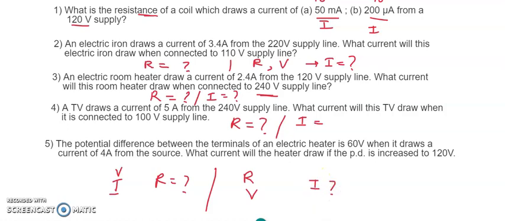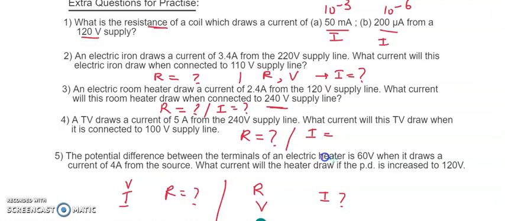Am I clear? I've taken all questions of the same, similar type, where in the first step you have to find the resistance, and then in the second step, use this resistance and the voltage given, or the change in the current given, and find the respective voltage or current. Hope I'm clear, right? This is how we use Ohm's law in various different ways. Thank you.